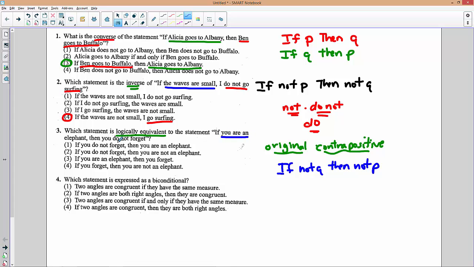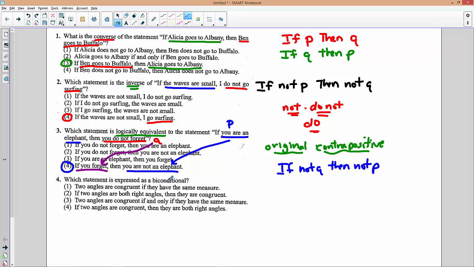Okay? So let's do it. So you are an elephant is our P, and you do not forget is our Q. All right. So we're looking for something that starts with the Q but knotted, right? And if you not something that's already do not, you get a forget. So it's pretty obvious. There it is, right? You forget is the not of you do not forget. And notice that's the Q. The Q has to go up front, right? And then the P has to go in the back, knotted. So this is you are not an elephant. So that's the contrapositive, and that has the exact same meaning.